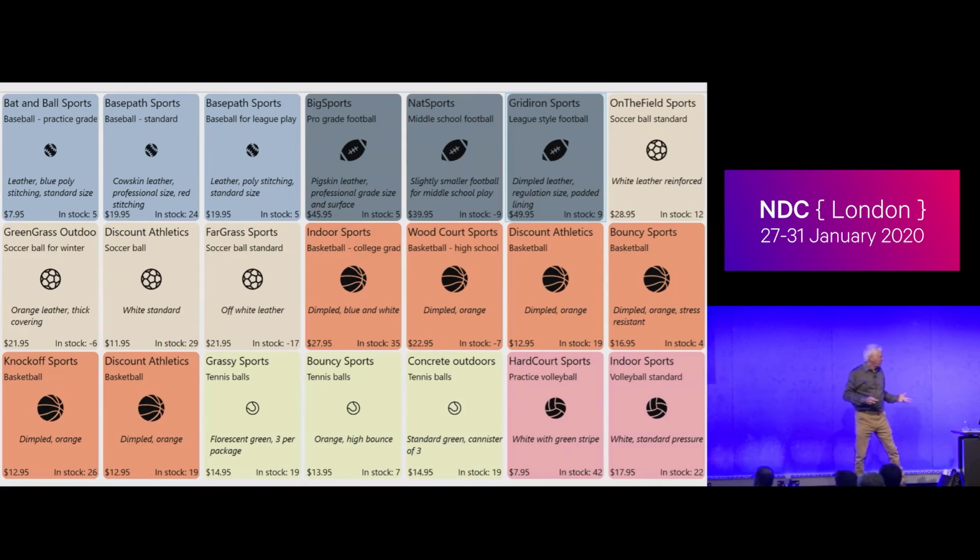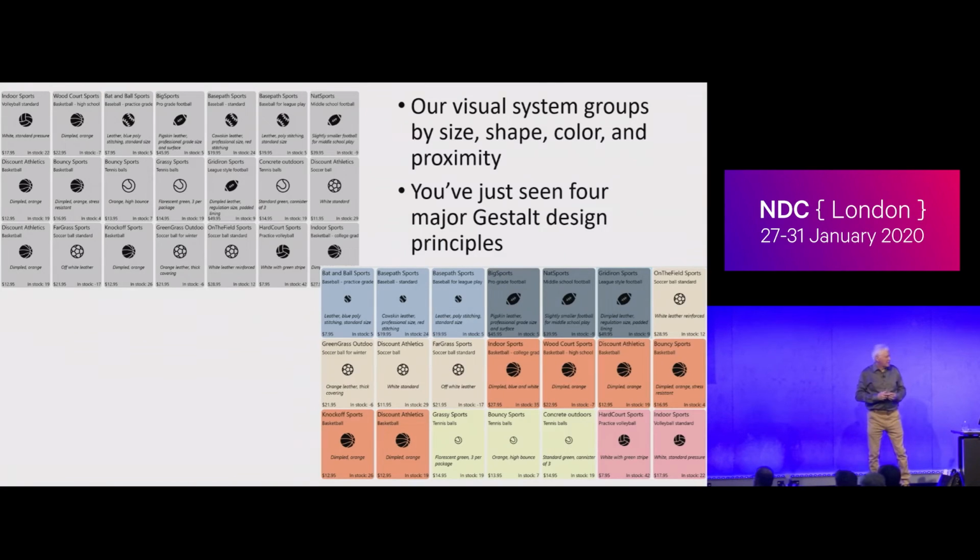So there are various principles being used here. We're using size, shape, color, and proximity all to do groups. That's four of the Gestalt principles, all wrapped up in one example.